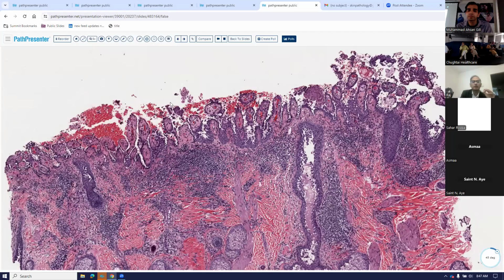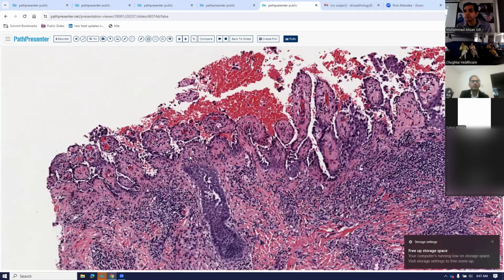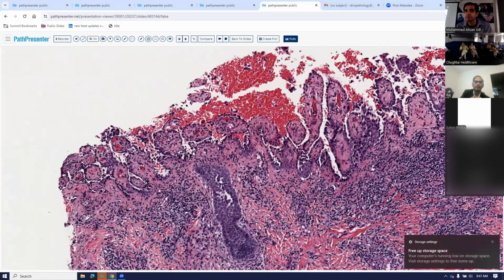Now, the previous one was below the stratum corneum, but where is this one? This is above the basal layer. So if I look at this very carefully, you can see that this is the basal layer of the epidermis that is still there. And then the rest of the epidermis is sloughed off basically. So this is intraepidermal suprabasal.